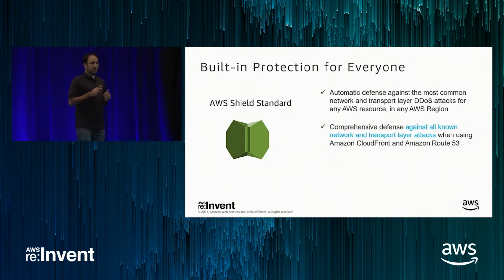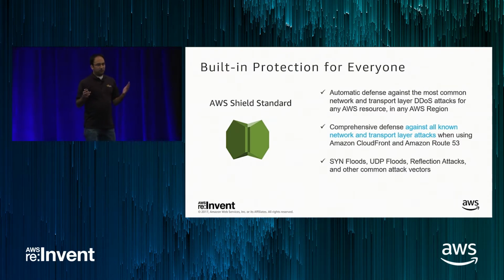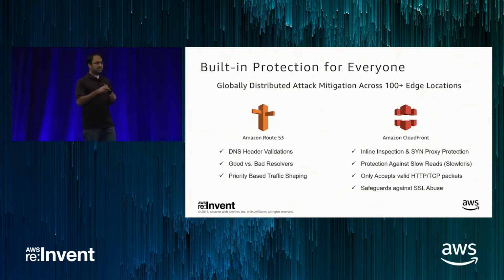In addition to that, if you are using CloudFront or Route 53, Shield Standard provides comprehensive defense against all known layer 3 and 4 DDoS attacks automatically, just because you have CloudFront in front of your applications or Route 53 as your DNS. What I mean by layer 3 and 4 threats are SYN floods, UDP floods, and other common reflection vectors. These are really common and easy to generate. And one of the primary reasons CloudFront and Route 53 have this comprehensive protection is that these are globally distributed edge services.